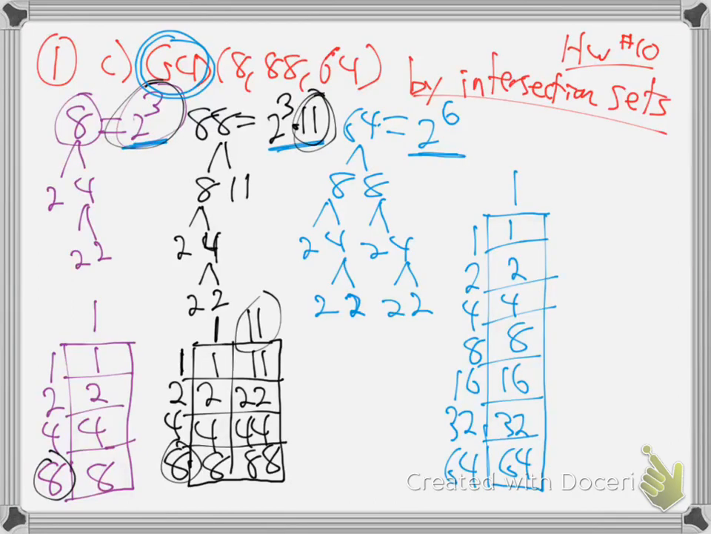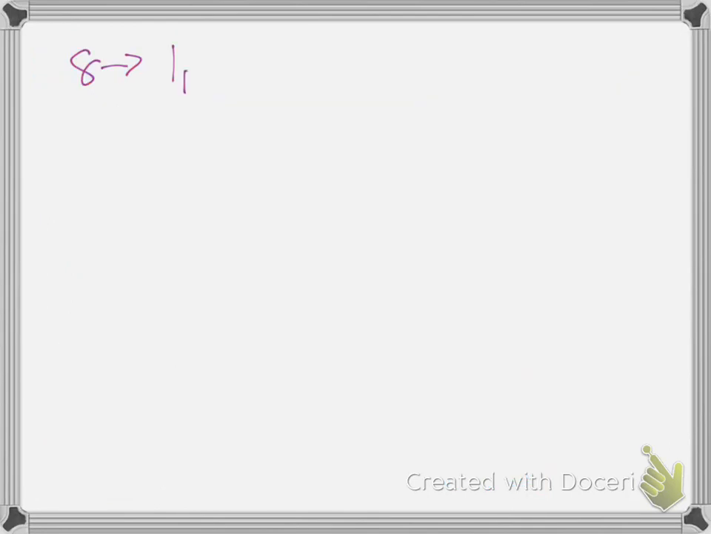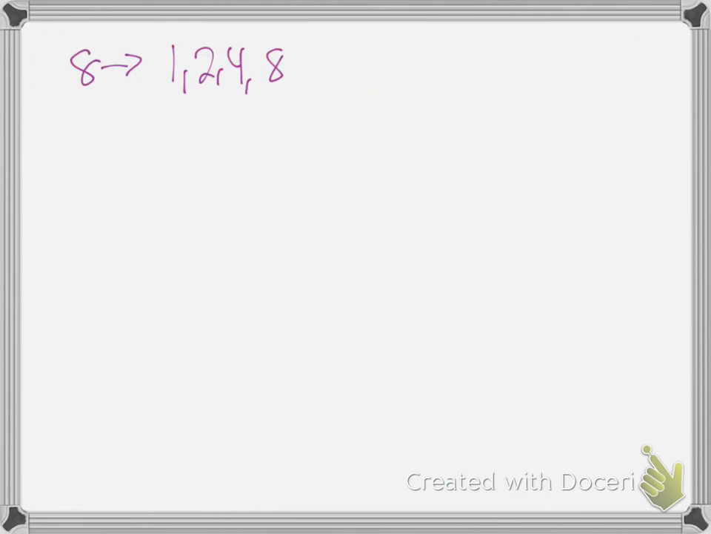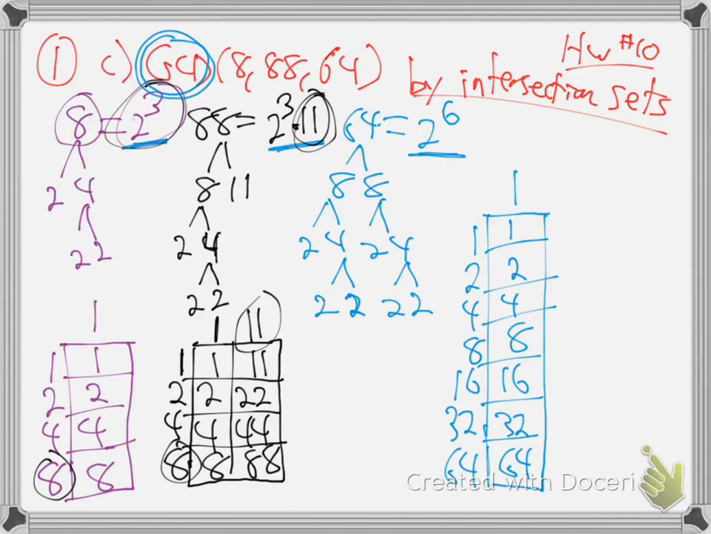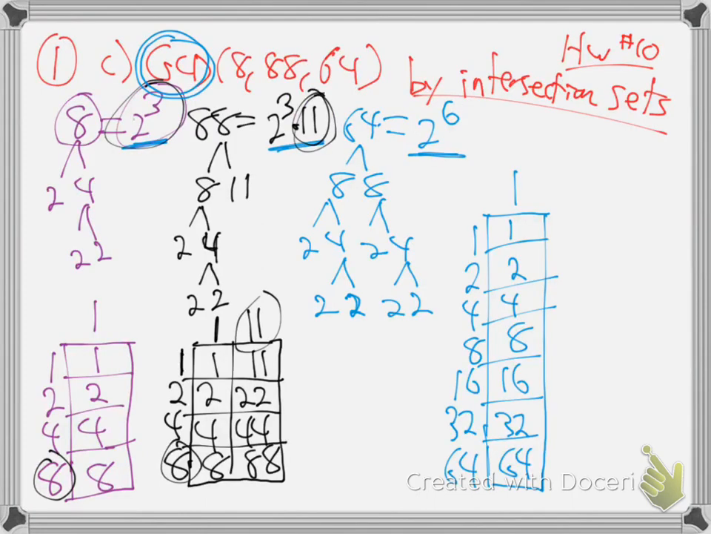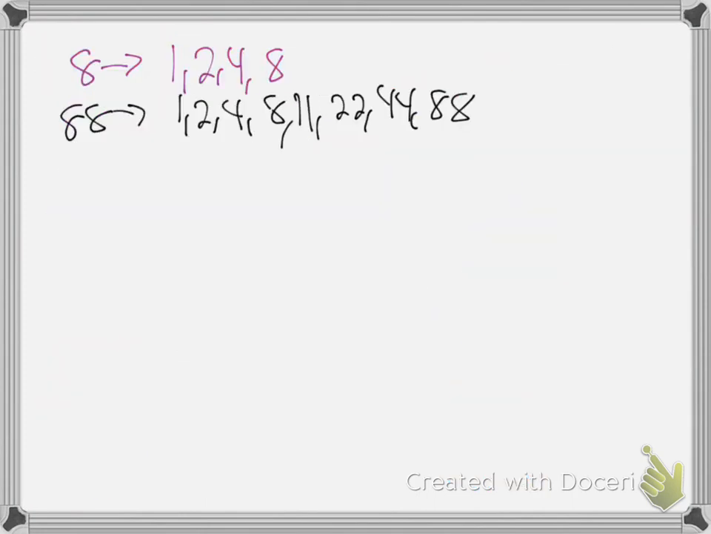So the 8, what was his thing? 1, 2, 4, 8. That was his divisors. The block with the 88 was all those numbers. So for the 88, you can put them in any order: 1, 2, 4, 8, 11, 22, 44, 88. And then the blue one, just keep doubling all the way. So 64: 1, 2, 4, 8, 16, 32, 64.